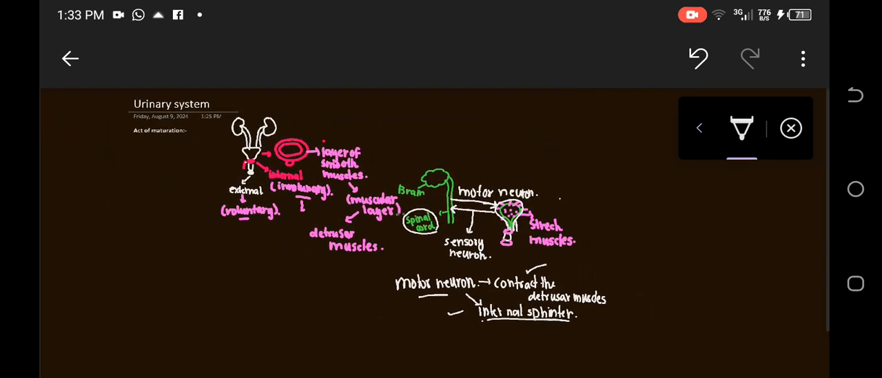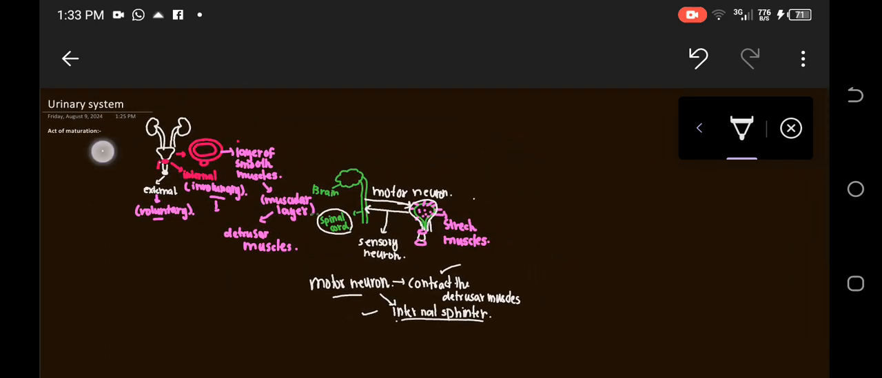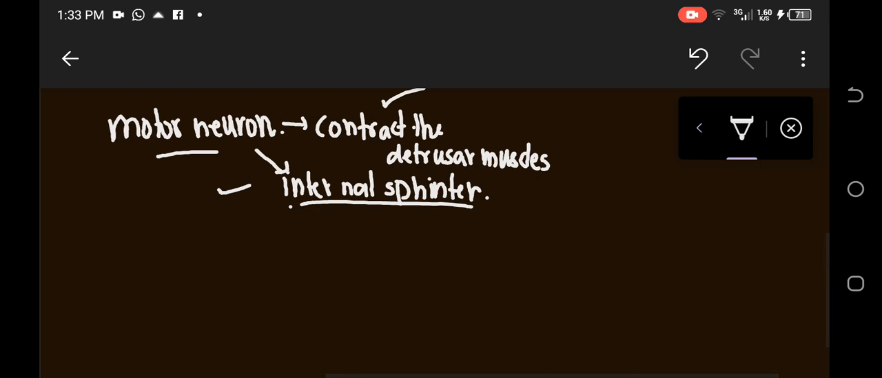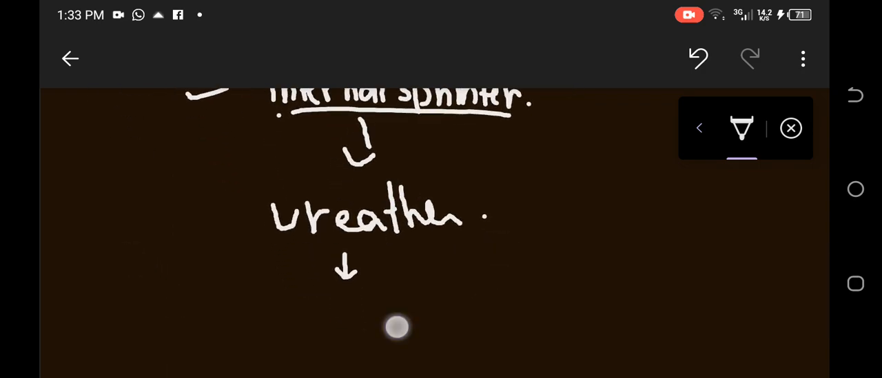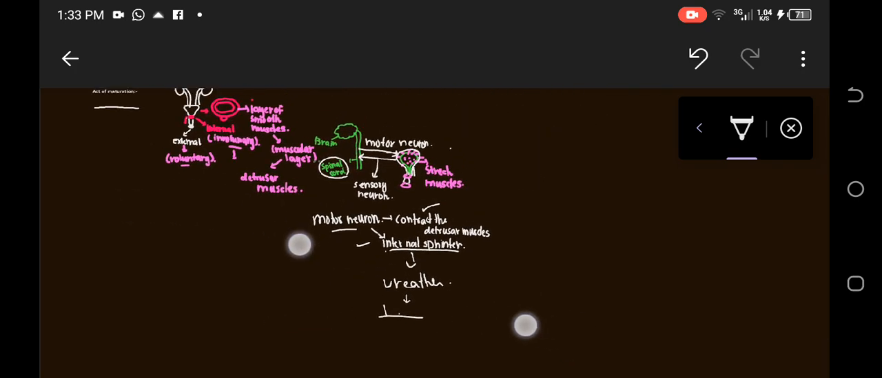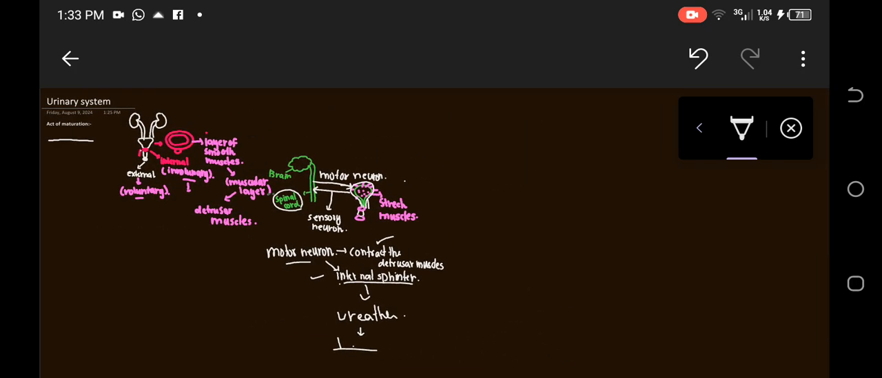So this was all about the act of micturition. This means how urine is removed out from our body. When this internal sphincter contracts, our urine will go to the urethra, and through the urethra it reaches the external sphincter, and by the external sphincter we can pee when we choose. Okay. So this was all about the act of micturition.